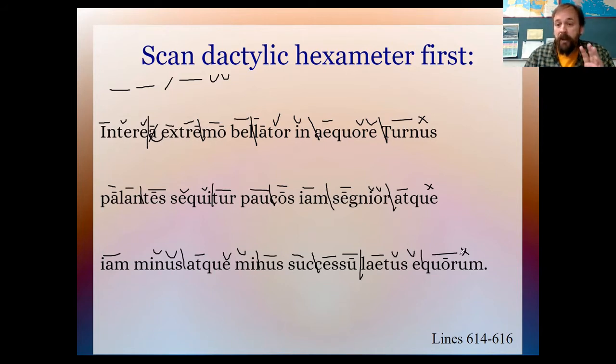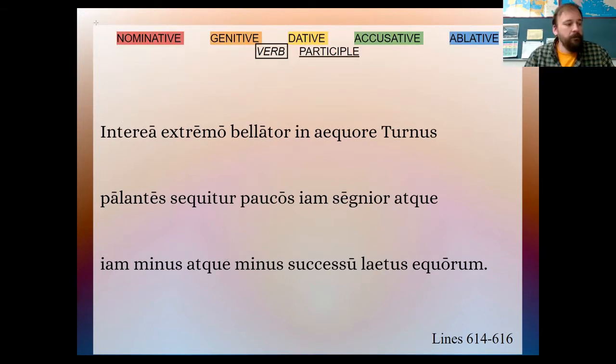That's the meter, right? We have 6 feet. Duo, tres, quattuor, quinque, sex. We got 6, and they are all made up out of different spondees and dactyls. The second thing that we need to do is identify the nouns, verbs, pronouns, adjectives, things like that. We need to identify the basic structure of how this sentence is put together so that we can have a better shot at translating it.